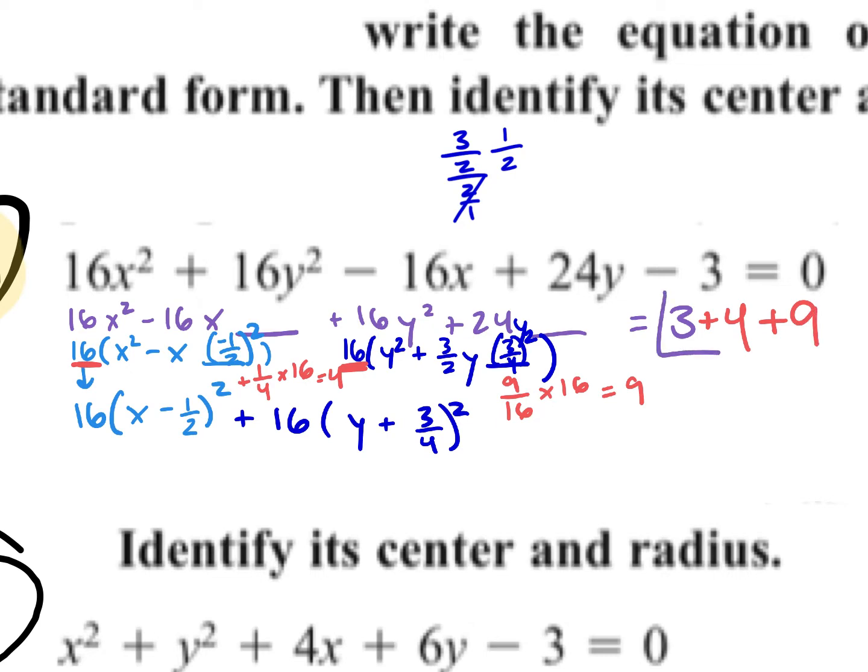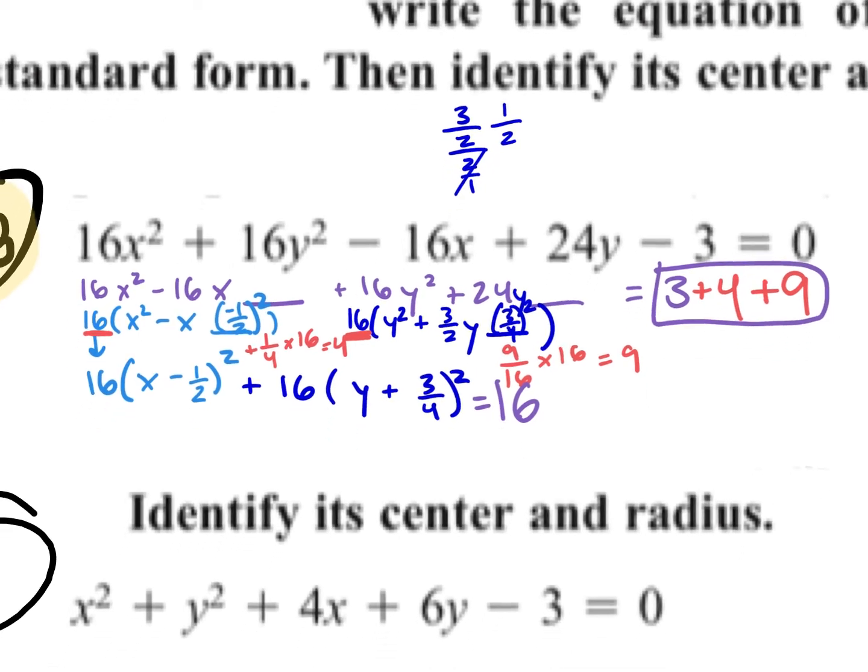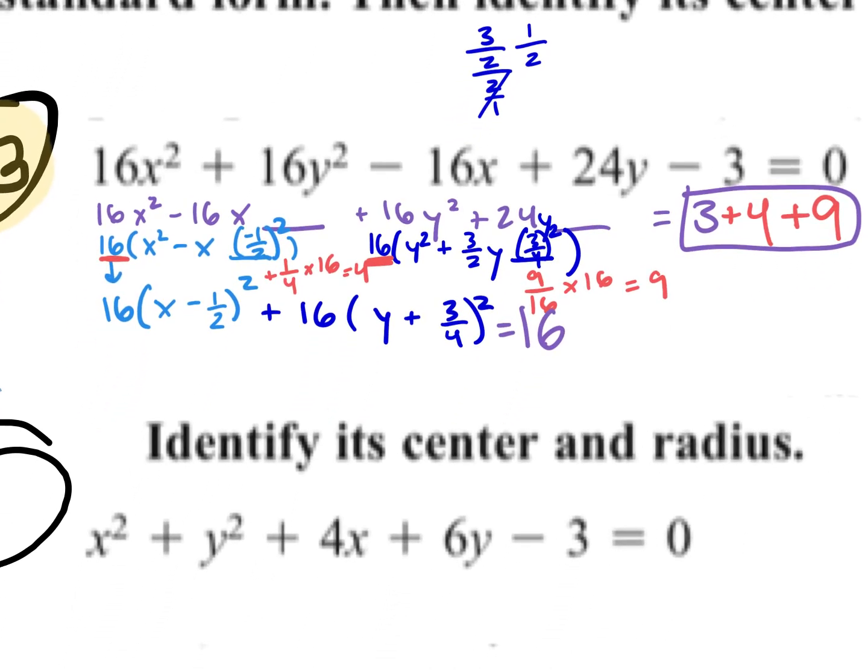So on the right, I have 3 plus 4 plus 9, which is 16. And then we divide everything by 16.